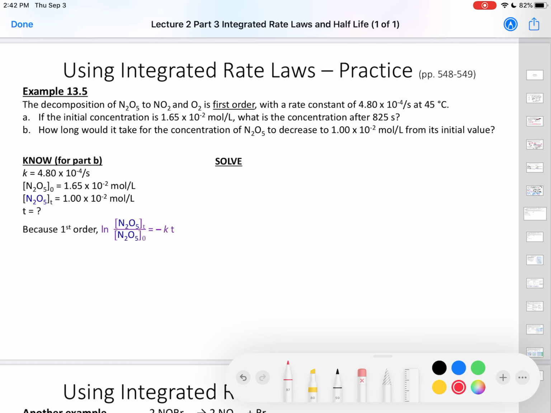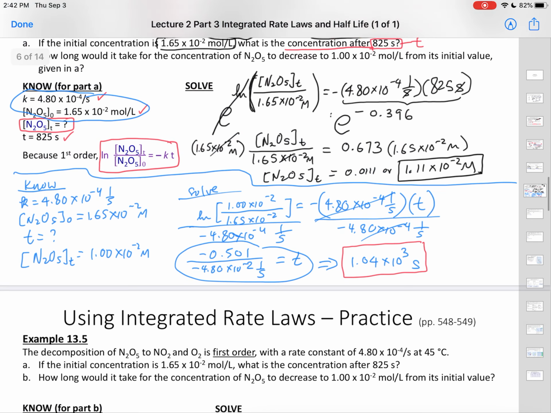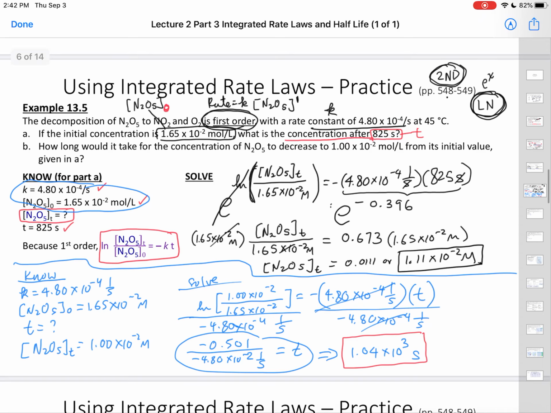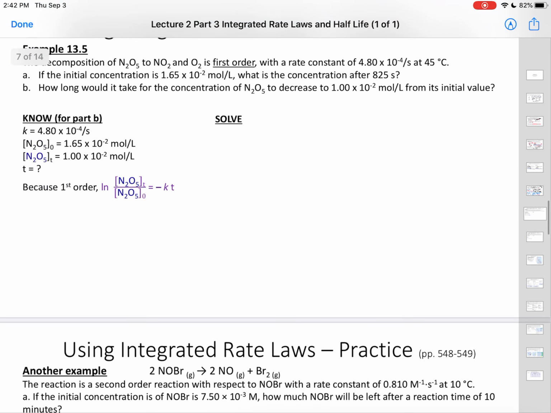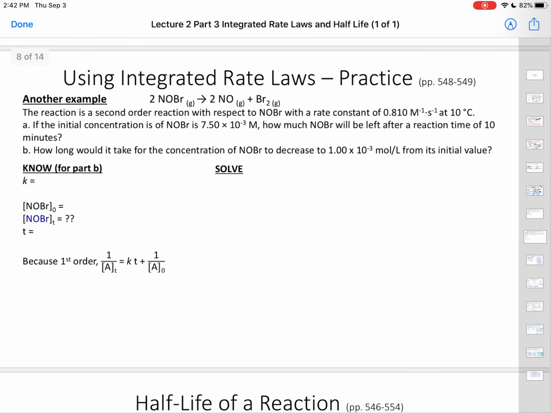the decomposition of N2O5 to N2O2 is first order. Did I repeat this question? I did it twice. So this question is the same as this question, so I accidentally had the slide twice. So just skip the slide because that's the same slide. Let's go over to this question here.